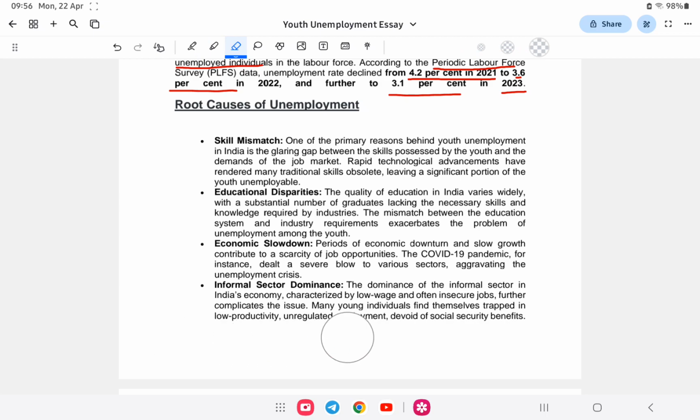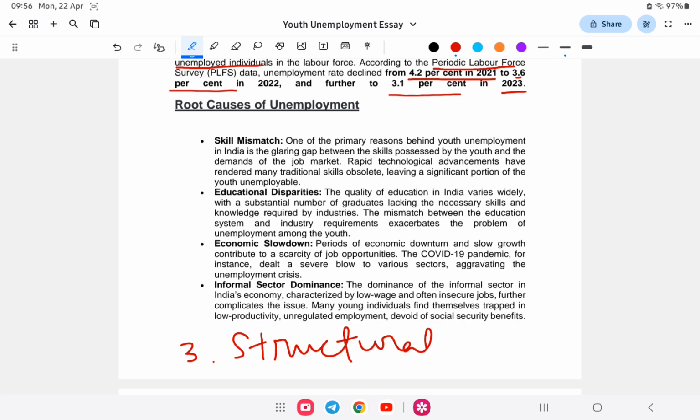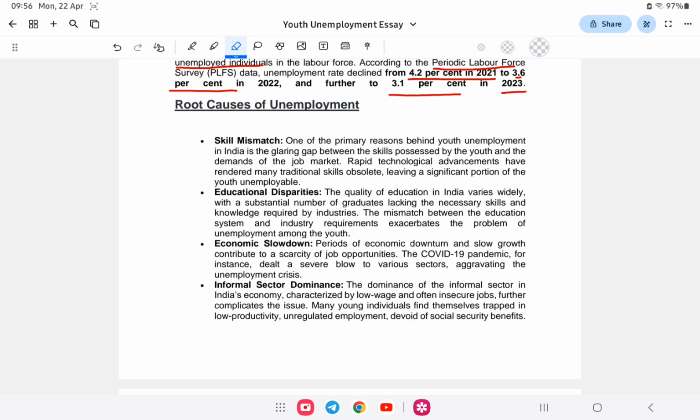So cyclical, seasonal is the next. Case number 3, structural. In structural unemployment, the work does not match the education qualification. For example, you are an MBBS or an engineering graduate, however you work as a typist or you work as a peon. So it is not matching your skills. This is called structural unemployment. Next, case number 4.